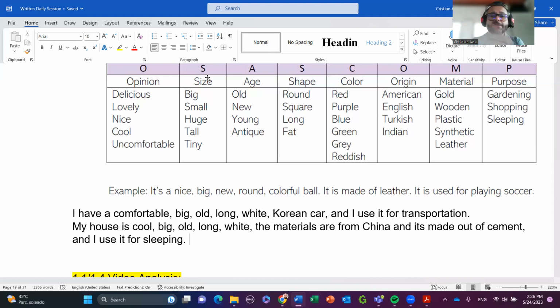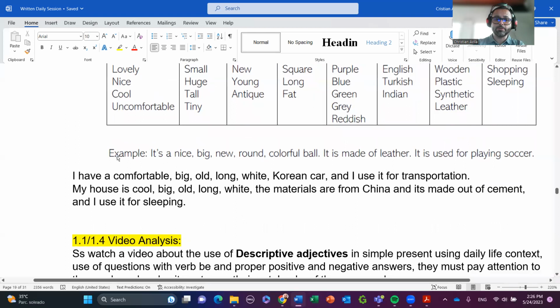The origin, well, in this case, it's hard to say because we don't know where all the materials came from. About materials, we can say that maybe it's made out of concrete and wood, and metal. And what's the purpose? We use it for education, our classroom. Look at this example over here. This example is mentioning, okay, it's a nice, big, new, round, colorful ball. It's made of leather and it's used for playing soccer.